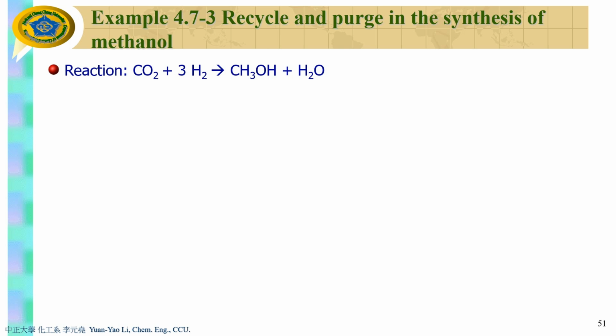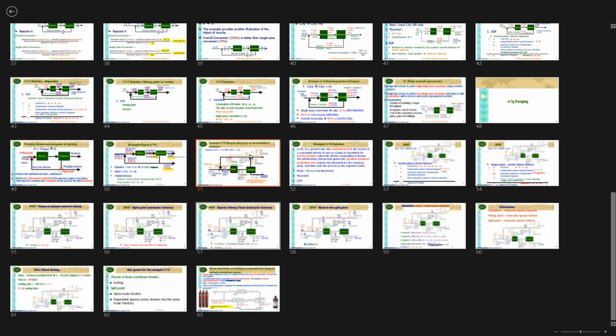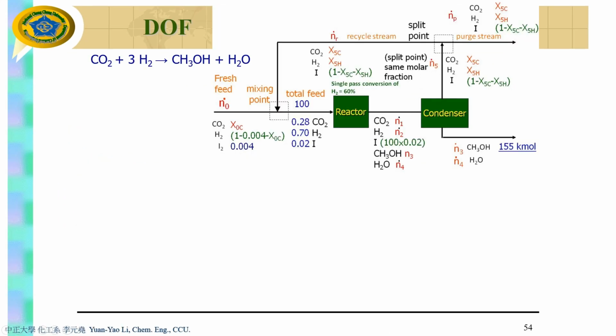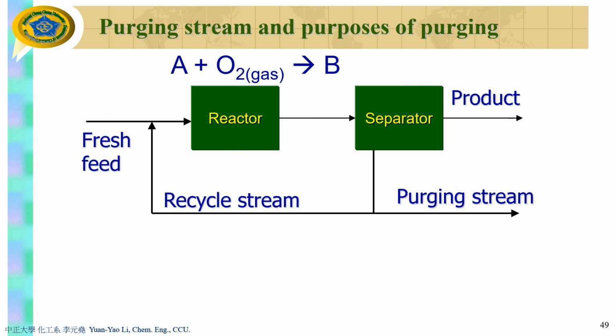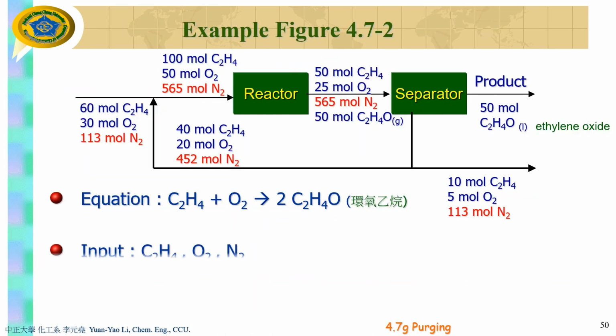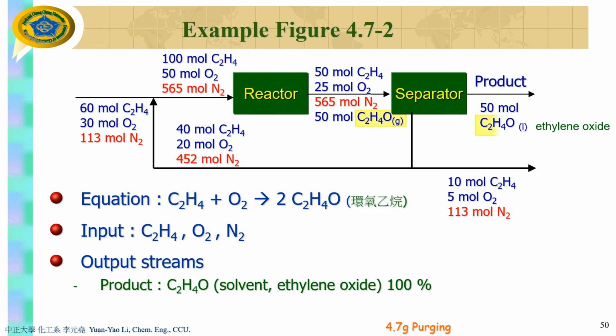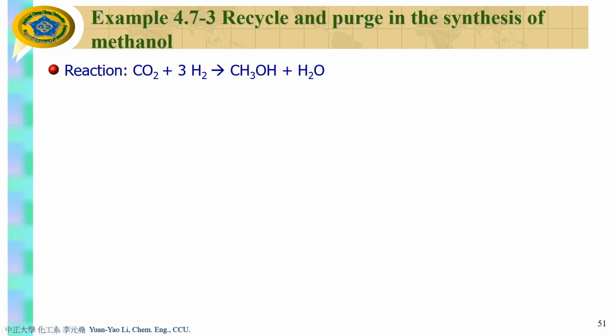The example 4.7-3, recycle and purge in the synthesis of methanol. Okay, so you want to synthesize methanol, right? Right, so this is the chemical reaction. Carbon dioxide plus hydrogen become methanol plus water. It's easy.